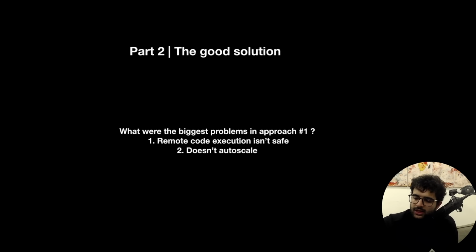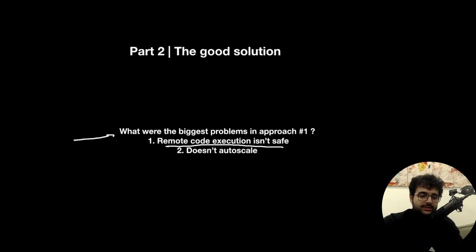All right. The good solution. Let's try to figure out what the problems were in the first approach, how we can fix them, and what a new architecture is that's probably closer to what Repl.it does. What we've done until now is not even close to something you should do, or probably what they do in production. There are two problems in the first approach. There are actually many. The two biggest ones are, number one, remote code execution isn't safe.